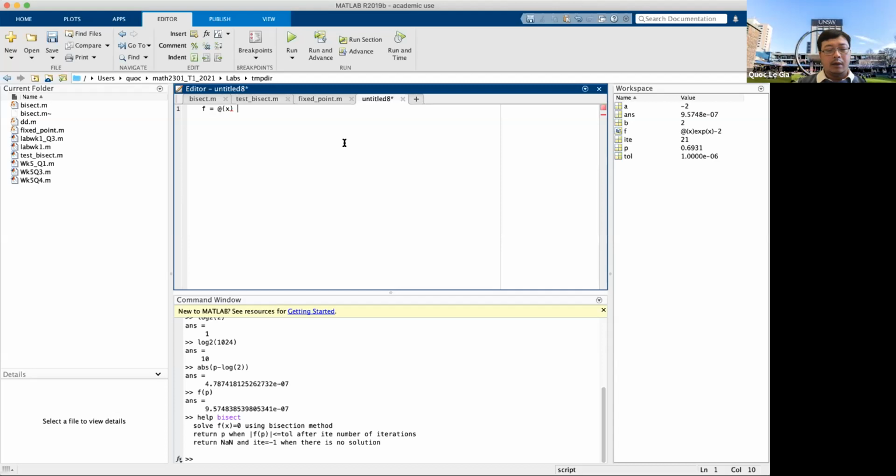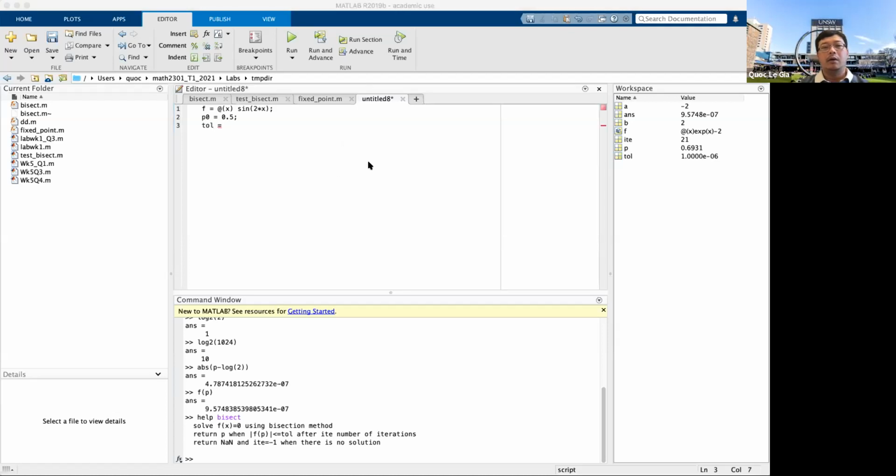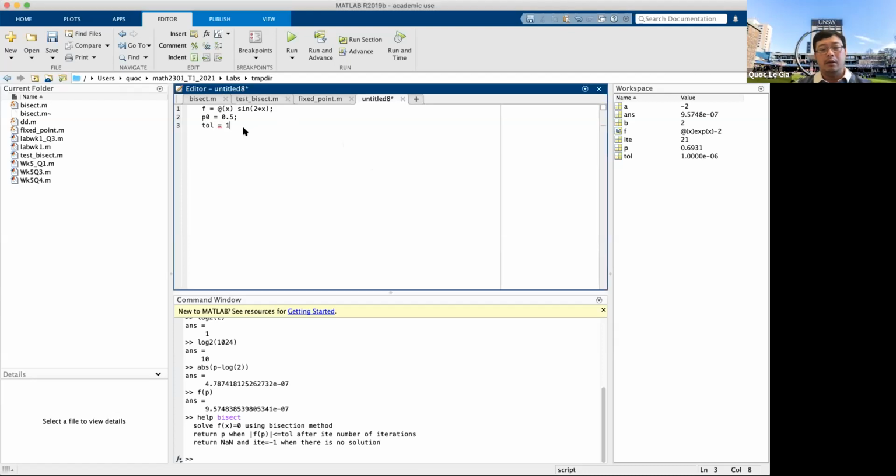So the question suggests that we should use sine 2x. Okay. And then you should take the intervals. No, we don't have to set up intervals here, but we need to set up an initial guess. Initial guess is 0.5. Okay. And then we have to set a tolerance. So the tolerance is 1e-8, so 10 to the minus 8.